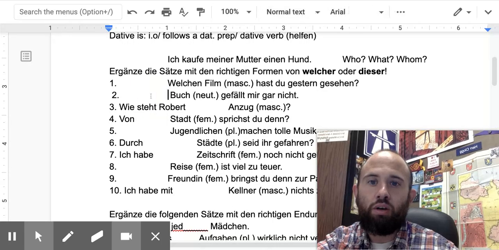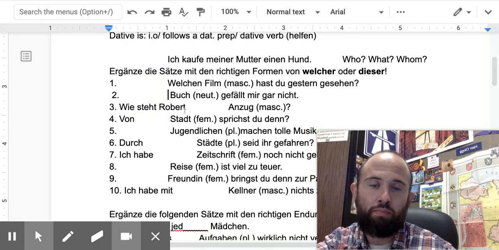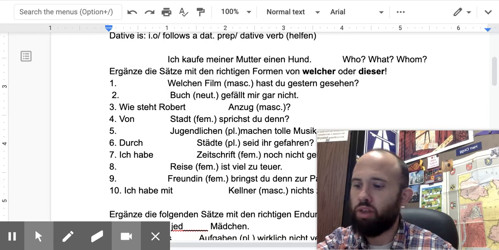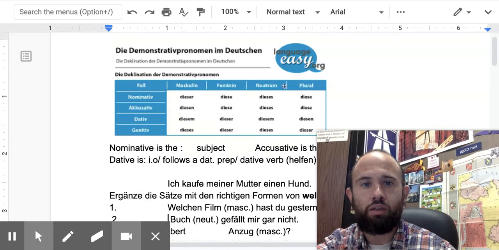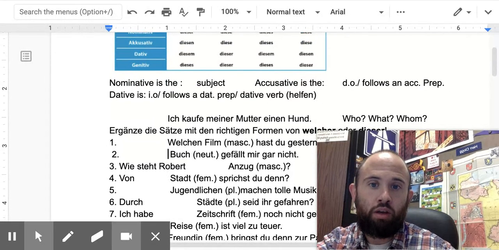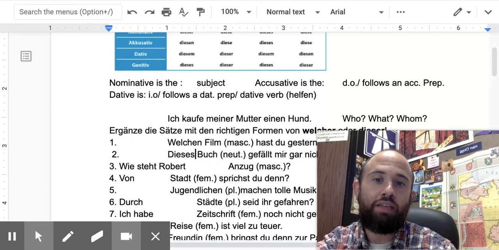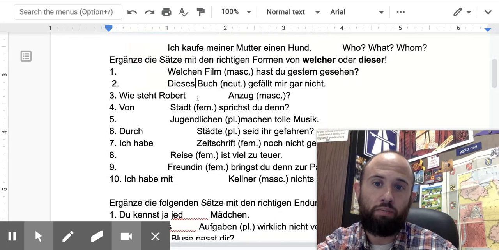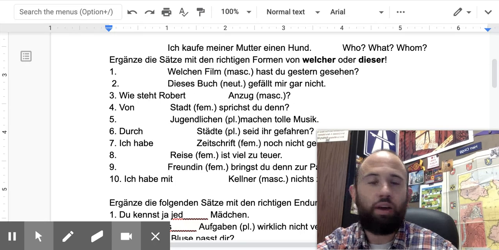Let's look at another one with Buch. It's das Buch. The book pleases me not at all. What's the subject of that? It's the book. Book here is nominative. So it's going to work just like das. This book, dieses Buch, gefällt mir gar nicht. All right, we're going to look at the next one. It's der Anzug. Wie steht Robert der Anzug? How does Robert like the suit? Oh, who's the subject? Is it the suit or Robert?